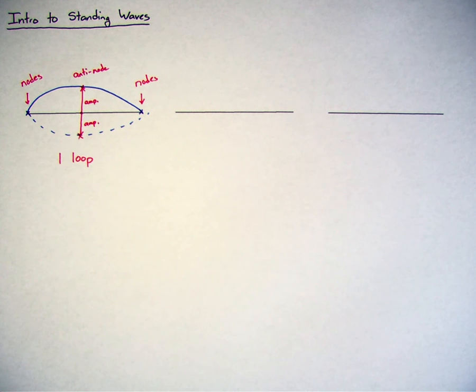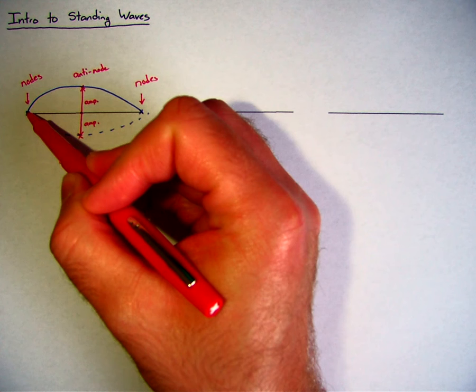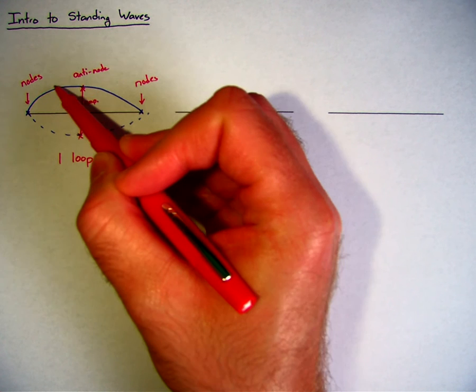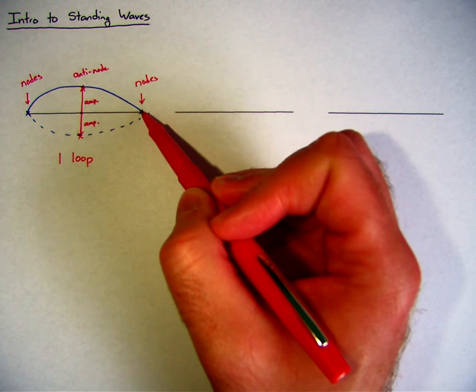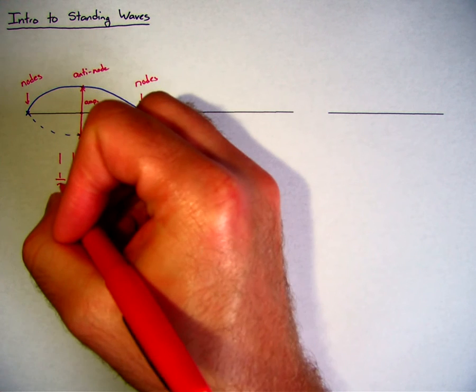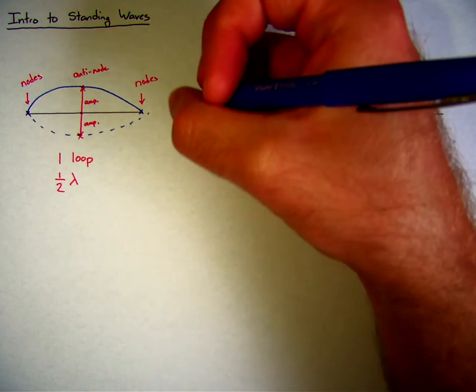Now it's important to understand what one loop actually is. And if you think about it in terms of wave terminology, if you're going from where it's moving up to the crest down to the medium again, this is actually half of a wavelength. So one loop is exactly equal to one half of a wavelength. Now, you don't have to create a standing wave with just one loop. You can actually create a standing wave where you have two loops.